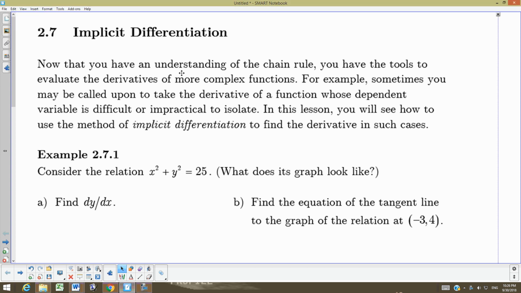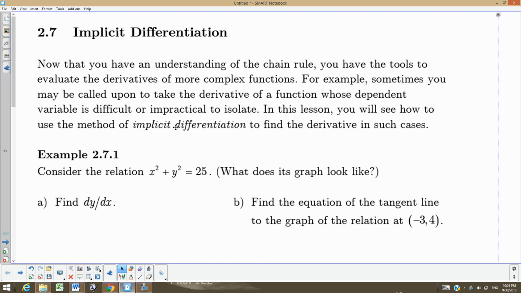All right, today's lesson is 2.7, Implicit Differentiation. I do realize that there's still a couple of examples in the last lesson on the chain rule that we have yet to go through. I'm going to save those for the next day, and today just go through 2.7. We'll get through that, and then next day when I cover 2.8, I'll also go back and cover off those last two examples of 2.6.